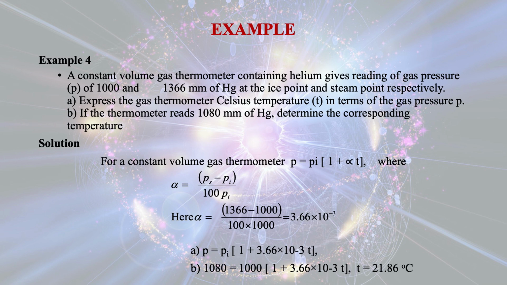1080 millimeter of Hg. So the pressure P is given as 1080 millimeter of Hg, and Pi, the pressure at the ice point, is also given as 1000 millimeter of Hg. Put the values of these two pressures in this expression, and after a little algebra you can get the final result for temperature, which is equal to 21.86 degrees centigrade.